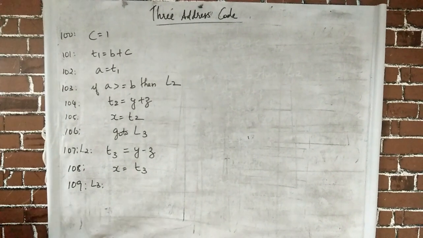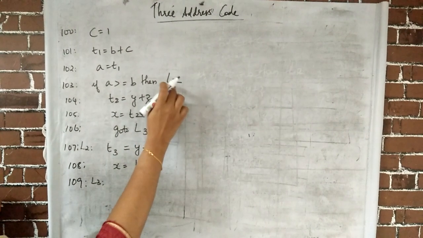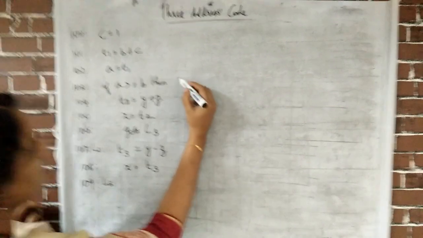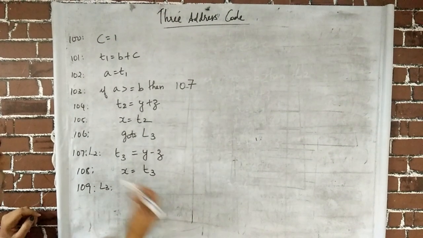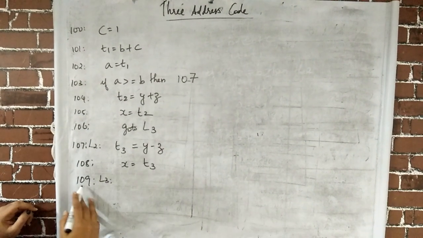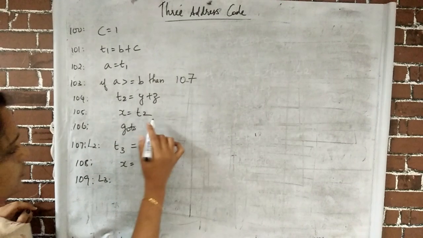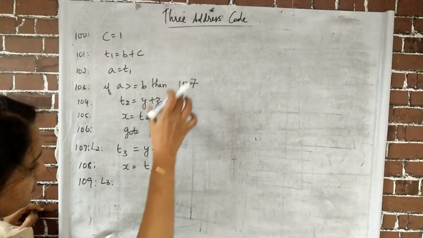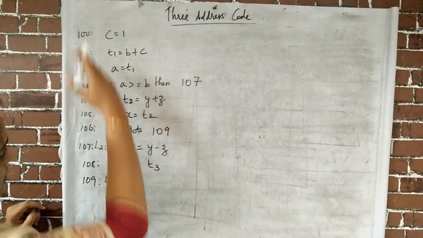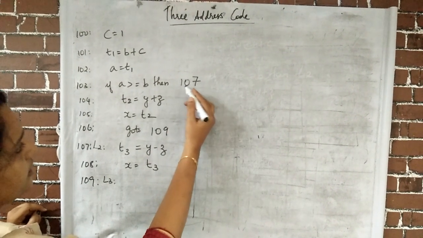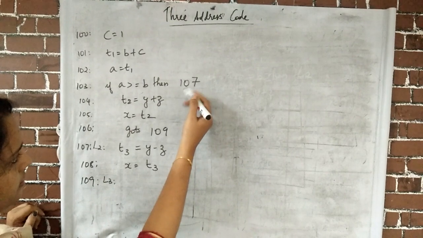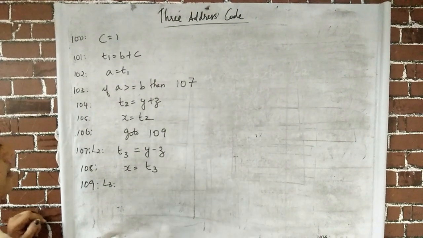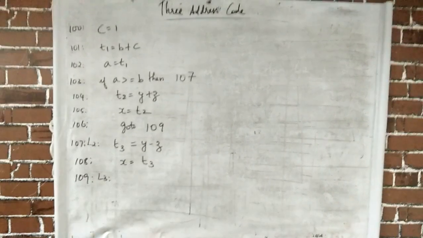So here, rather than giving L2, you can give the number, 107. So 107, and go to L3. L3 is now numbered as 109. Go to 109. We can write the 3-address statements in this way also. We can number the statements, and instead of L1, L2, L3, we can give the locations 107 and 109. This is also one method of representing.